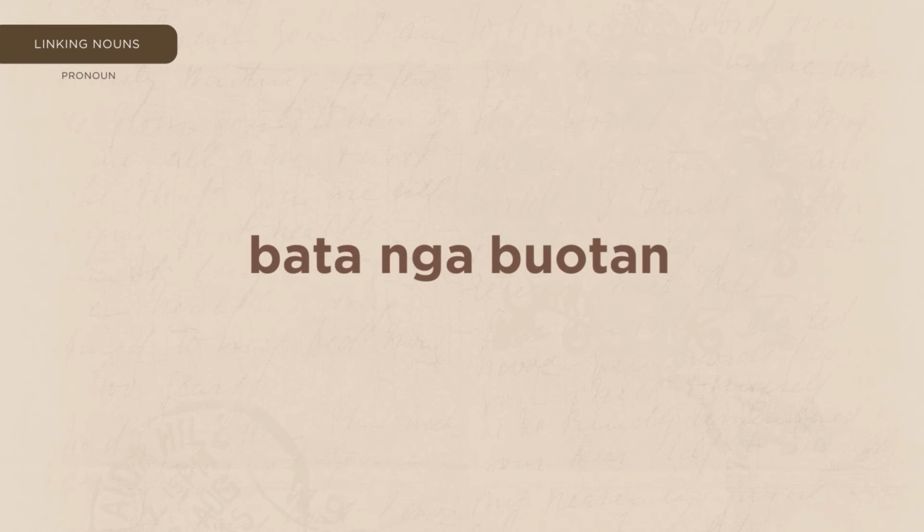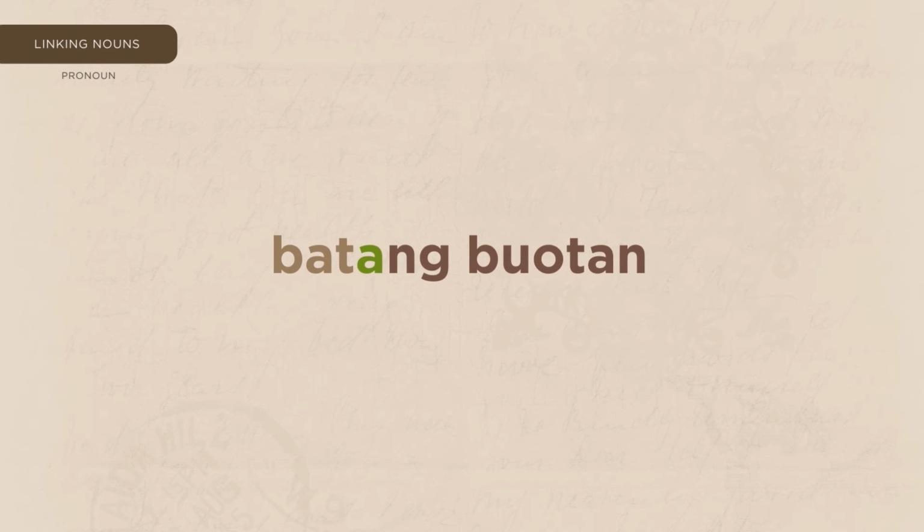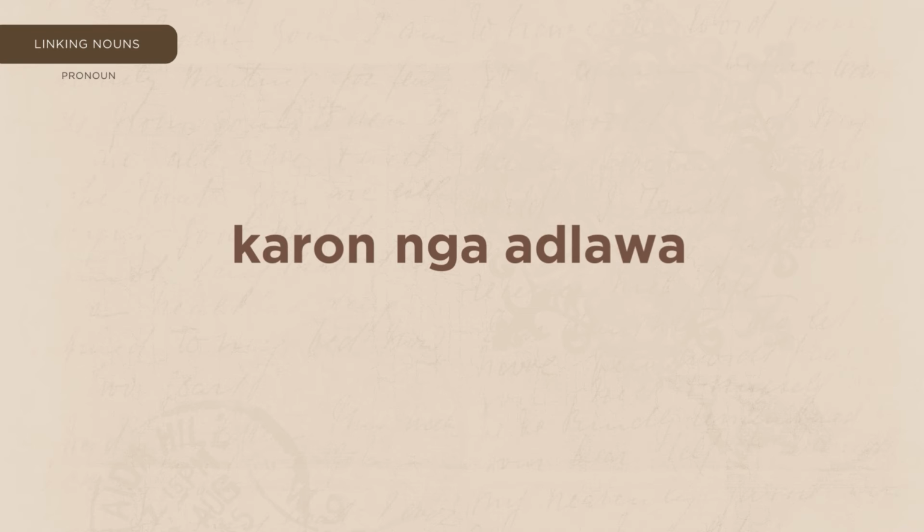Let's have our previous phrase as another example here. Bata nga buutan. The preceding word of our linker here is the noun bata. And since it ends with a vowel, which is letter A in this case, we could contract nga and it would result to batang buutan. How about if the preceding word ends with the letter N? Then nga could be contracted to G. For example, karon nga adlaw, today or this day. It will now become karong adlaw.